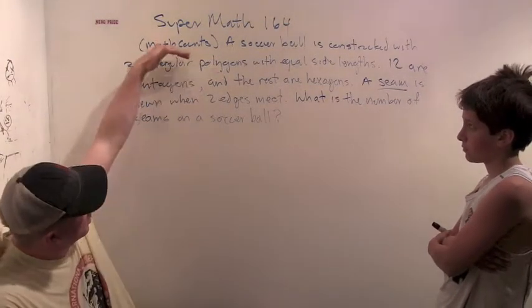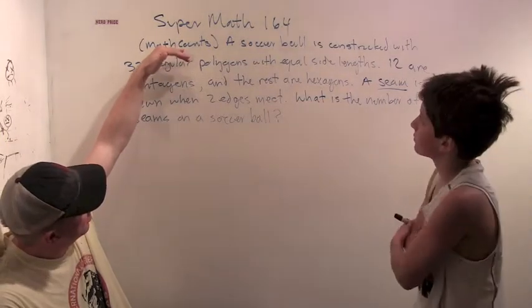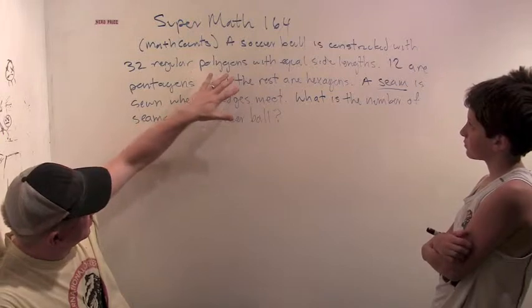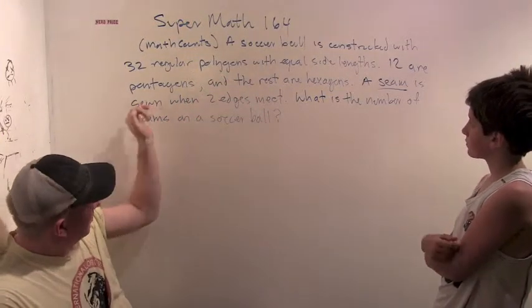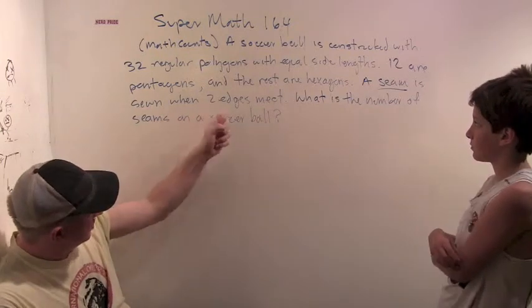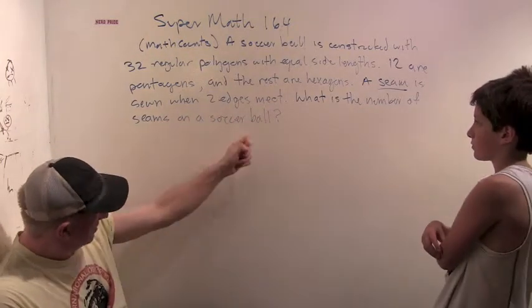This is a MathCounts problem we saw in our Art of Problem Solving geometry book. A soccer ball is constructed with 32 regular polygons with equal side lengths. 12 are pentagons and the rest are hexagons. A seam is sewn when two edges meet. What is the number of seams in the soccer ball?